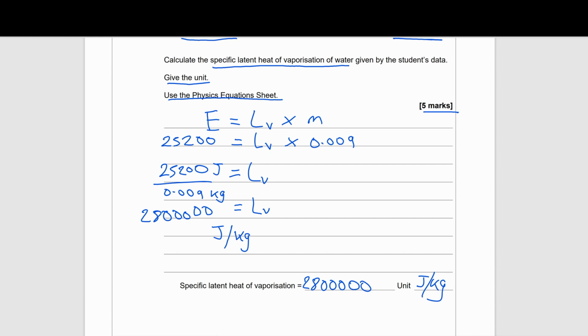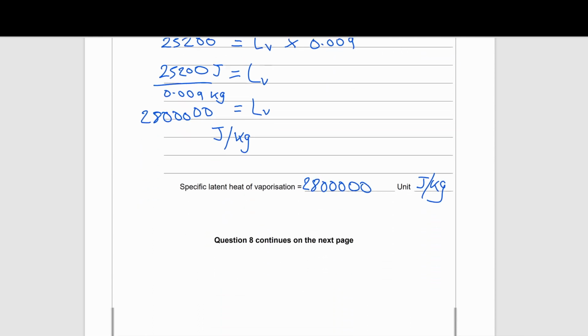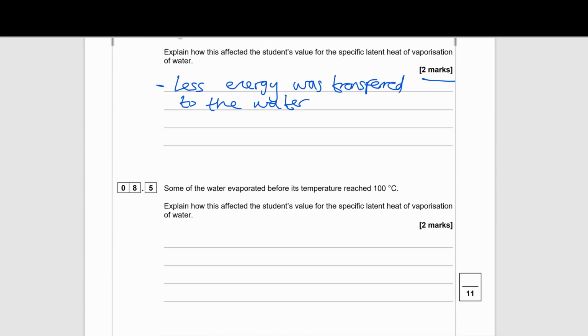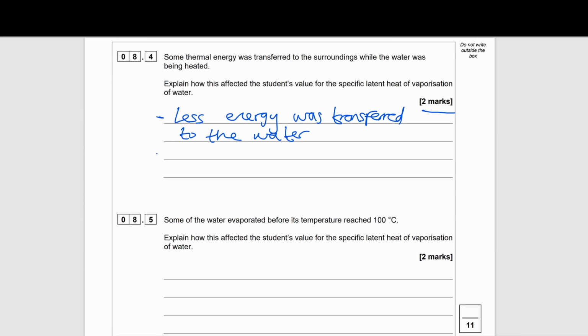So if this value of E is going down, then what will that mean for our value of latent heat of vaporization? Well, that value is going to go up because the mass will stay the same. So the value of latent heat of vaporization, the energy needed to change the state from liquid to gas, is going to be high now. And that's what we'll need to say for our second point. So we can just put LV for latent heat of vaporization. So the value of LV is going to be too high.